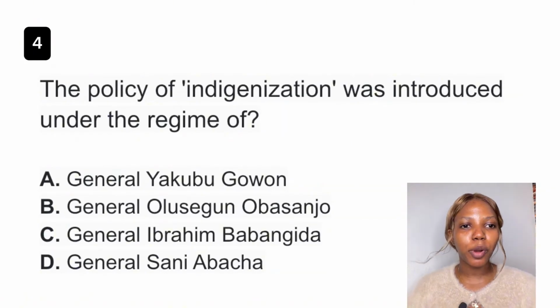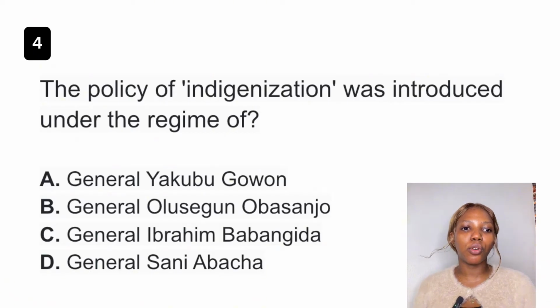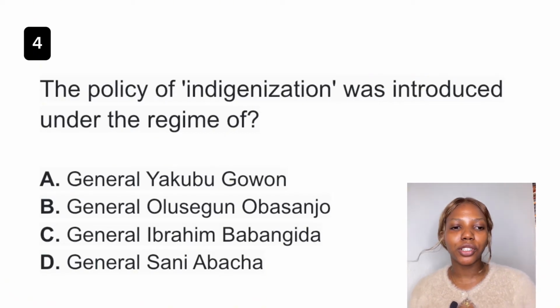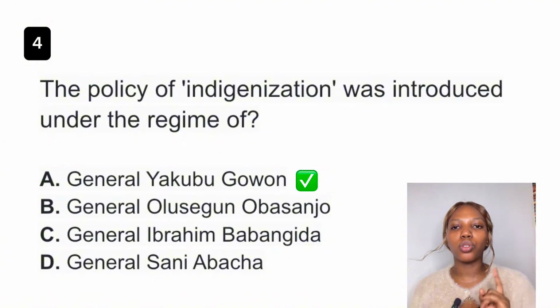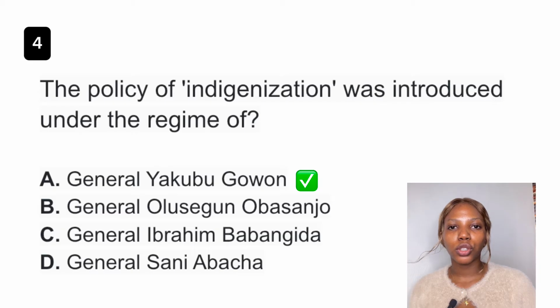Question 4. The policy of indigenization was introduced under the regime of dash. The answer to this question is A, General Yakubu Gowon, who served as the head of state between 1966 to 1975. The policy of indigenization was introduced in 1972, so you can see it was during the regime of Yakubu Gowon.